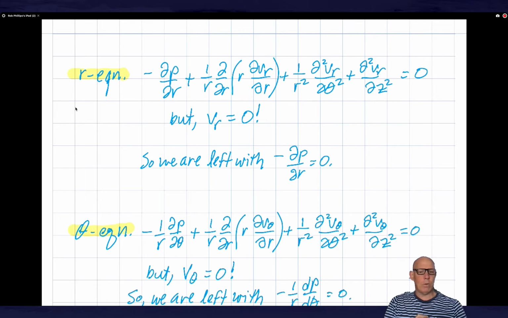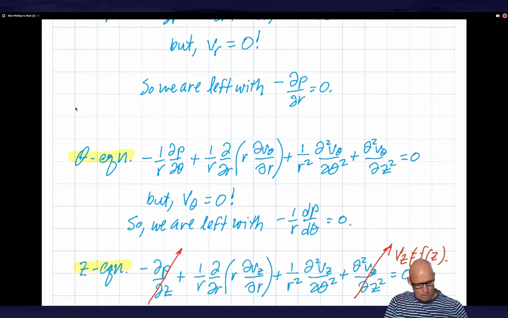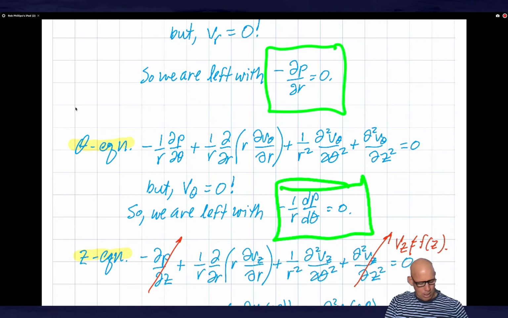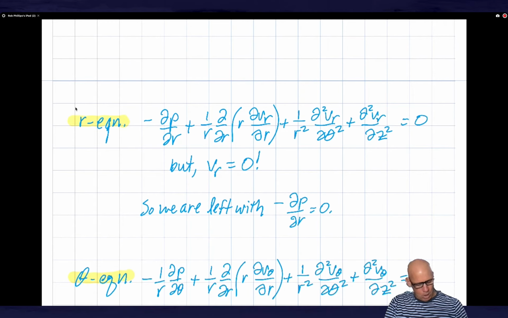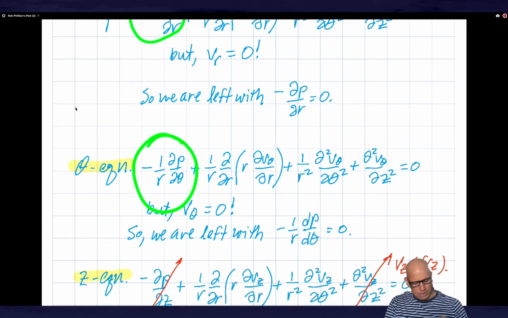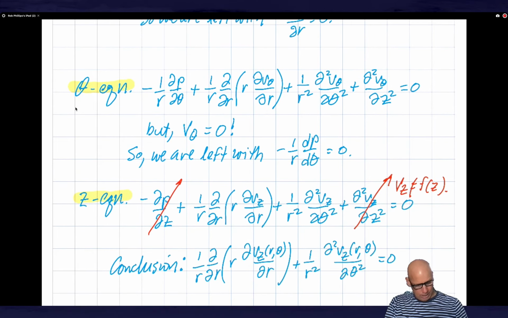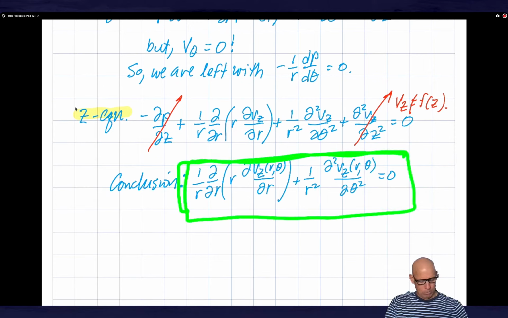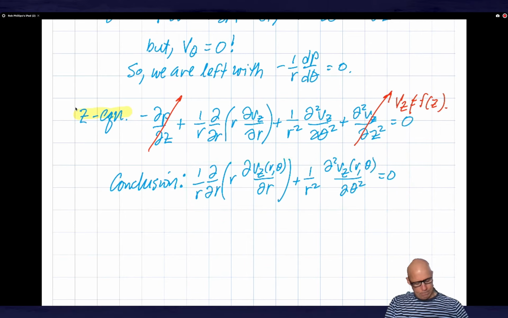I've already said that there's no radial nor theta dependence to the velocity, and so those two pieces are 0, and what they leave me with is just two simple conditions on the pressure. In other words, all that survives from this equation is this. All that survives from this equation is that. So we're left with those two things. And then for the Z equation, we're left with this. This is more interesting, more powerful. So there's no gradient in the Z direction on the pressure, and so we're left with this equation.